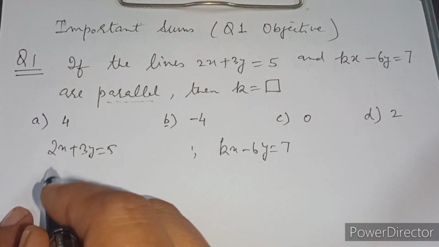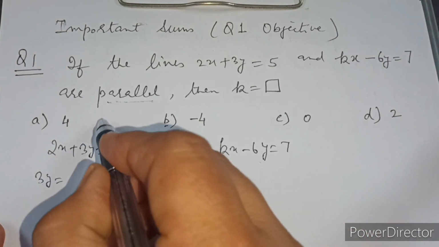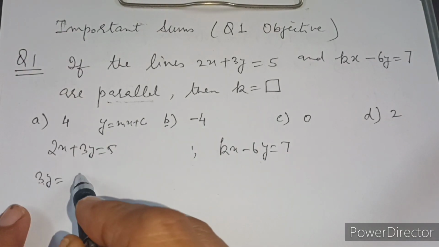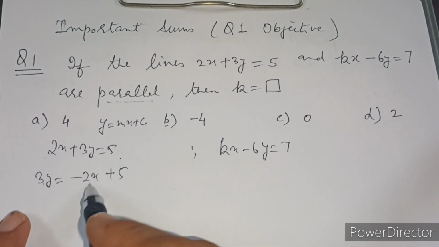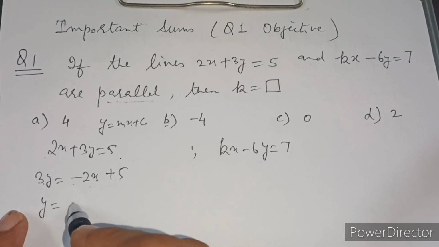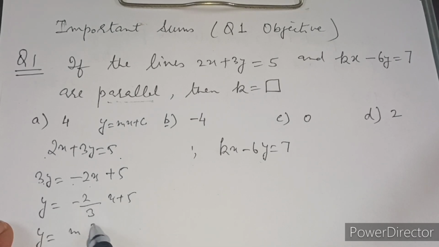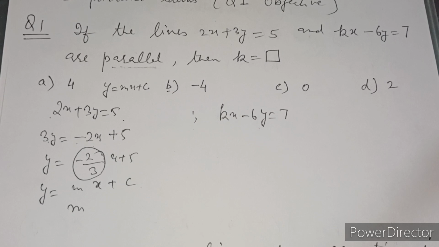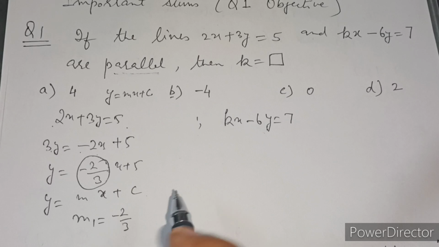We need to find here the slopes. When the equation of line is given in this way, how to find the slope, all of you know. Put your things in the form y equal to mx plus c. So 3y is equal to minus 2x plus 5. Minus 2x comes this way, so it becomes a minus sign. So y is equal to minus 2 by 3 x plus 5. If I compare it with y equal to mx plus c, then the coefficient of x is minus 2 by 3. So the slope of the first line is minus 2 by 3.